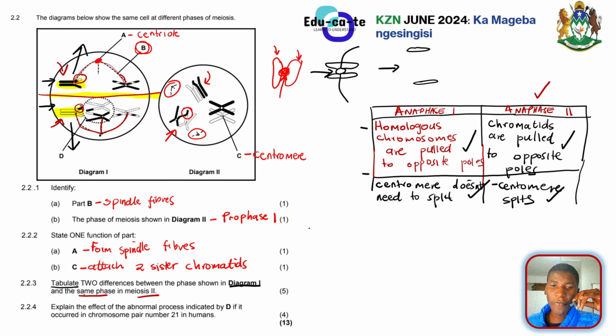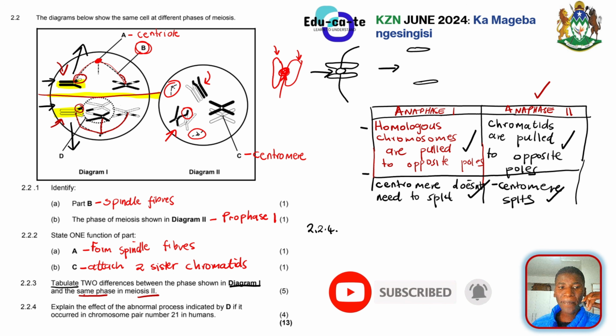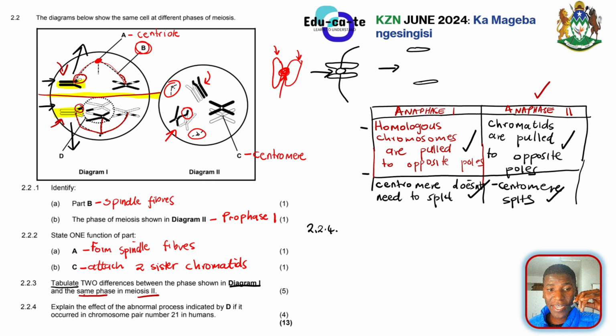Now 2.2.4, this is where you need to answer carefully as well. 2.2.4 asks, explain the effect of the abnormal meiosis process indicated by D if it occurred in chromosome pair number 21 in humans. So what is happening at D? So let's just clear this so that we can see properly. What is happening at point D? So at point D in diagram 1, you can note that here these 2 chromatids are stuck with each other. Remember, we said diagram 1 is anaphase 2.